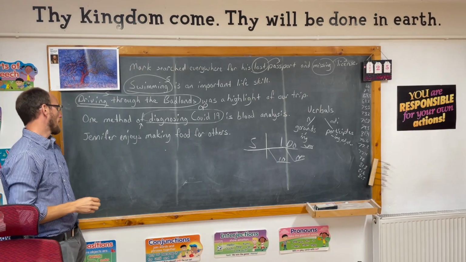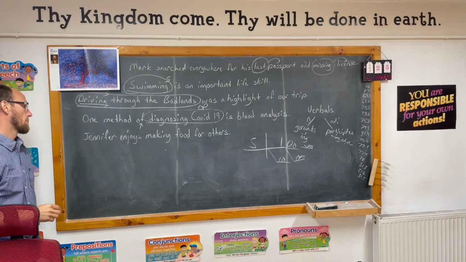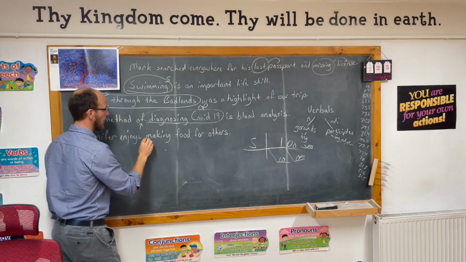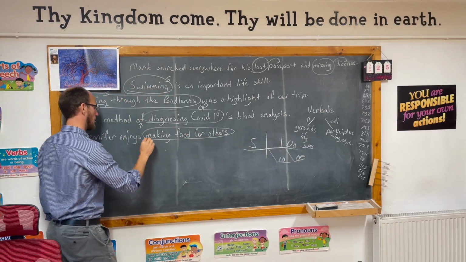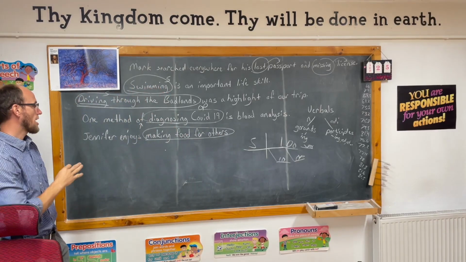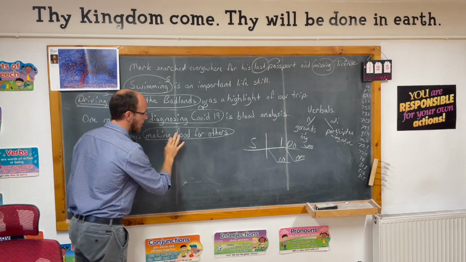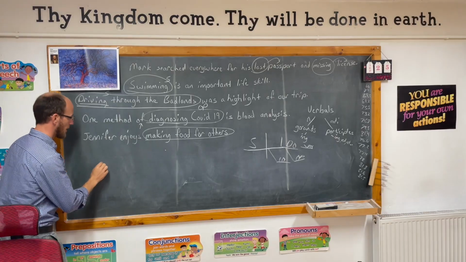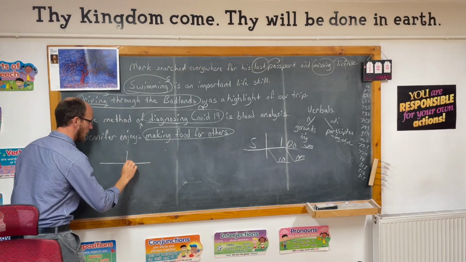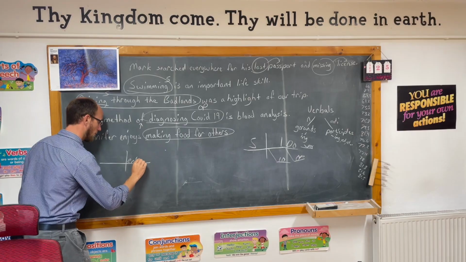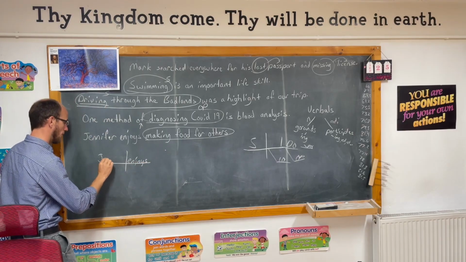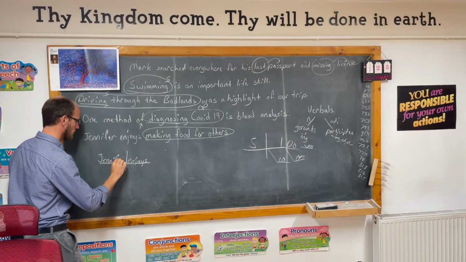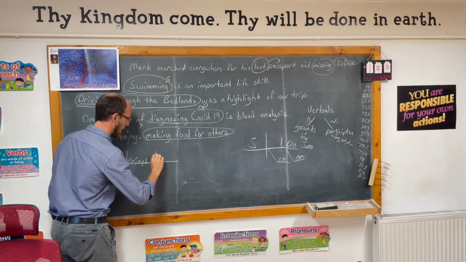And let's diagram the next one. Let's first of all find the gerund. Making food. Making food for others. You put the whole thing. And we can say, Jennifer enjoys this. Replace the whole thing with this. How is it being used in the sentence? Direct object. We're going to find that very quickly. The verb enjoys. Subject, Jennifer. Jennifer enjoys who or what?